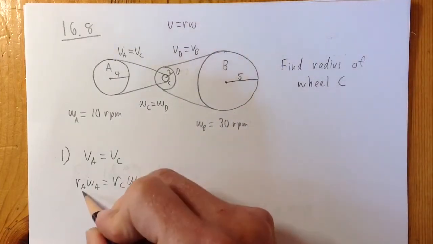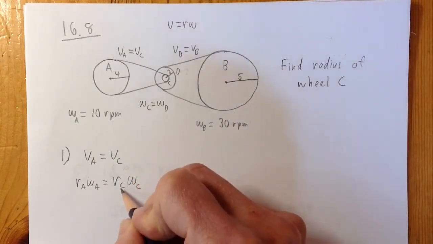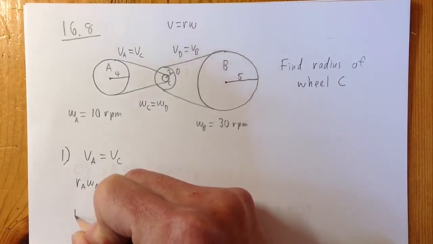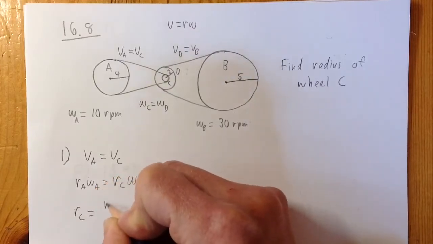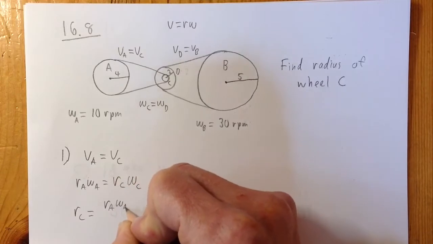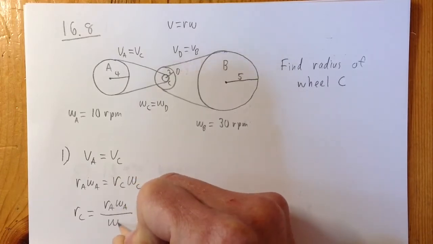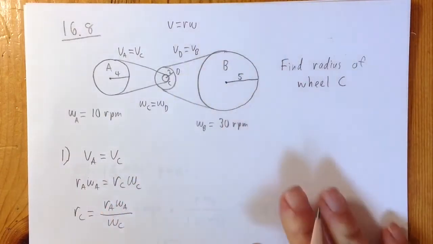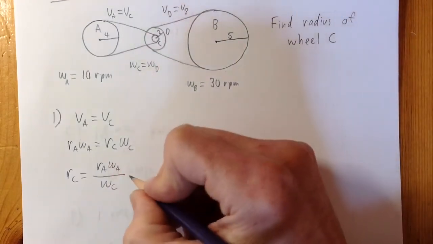And we want the radius of C. That's what we want to find out. So we have a formula here for it. Our radius of C is equal to the radius of A times omega A divided by omega C. Just put this omega C in the bottom here. Okay, so we just plug in the numbers.